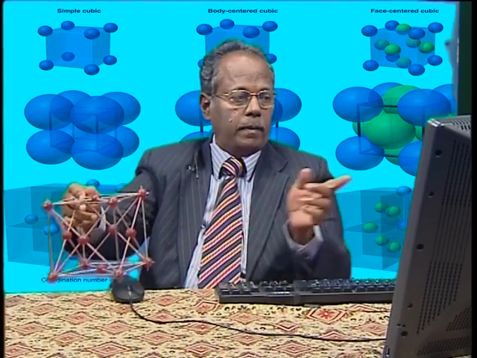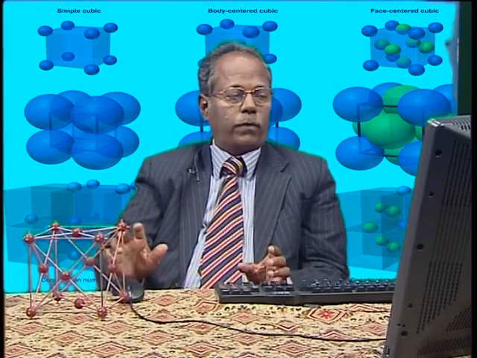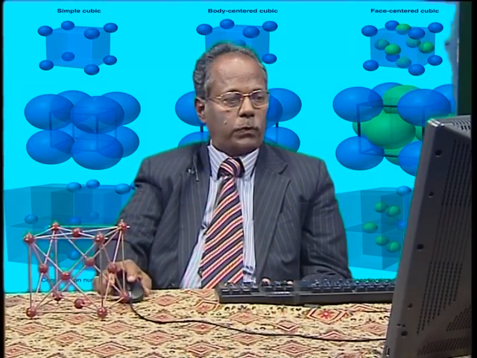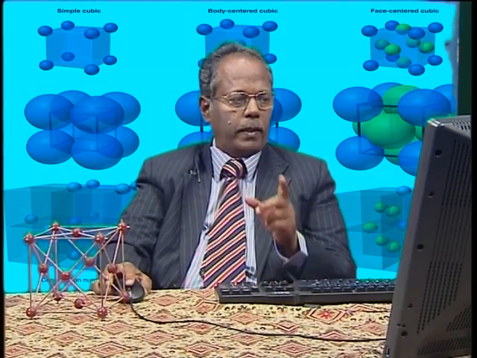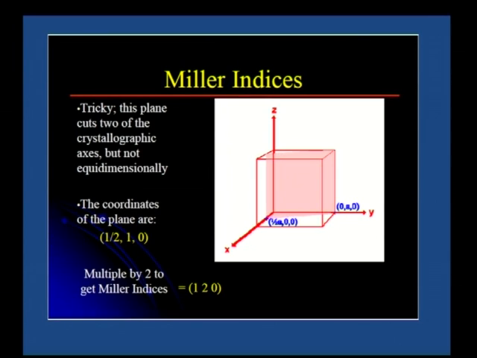Then the Miller index for this plane will be 1 1 0, okay, 1 1 0, because 1 by infinity will become 0, okay. Then you have a plane somewhat tricky.